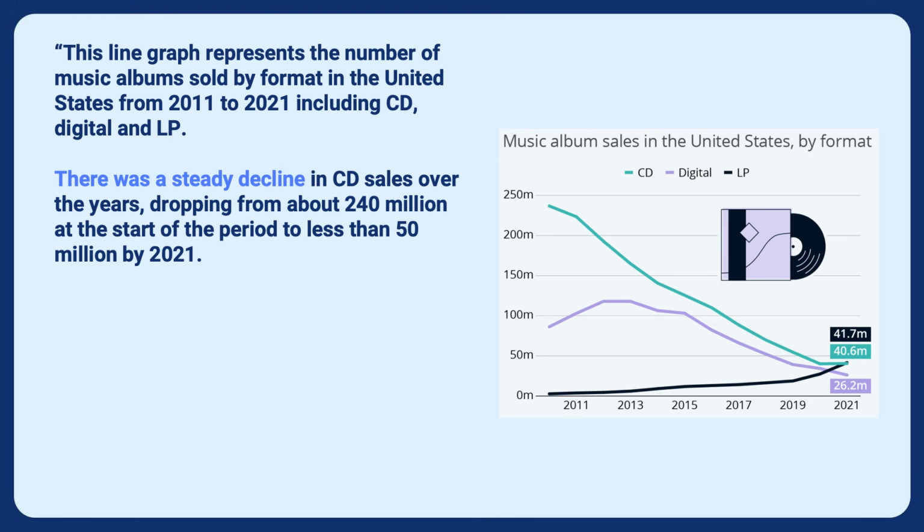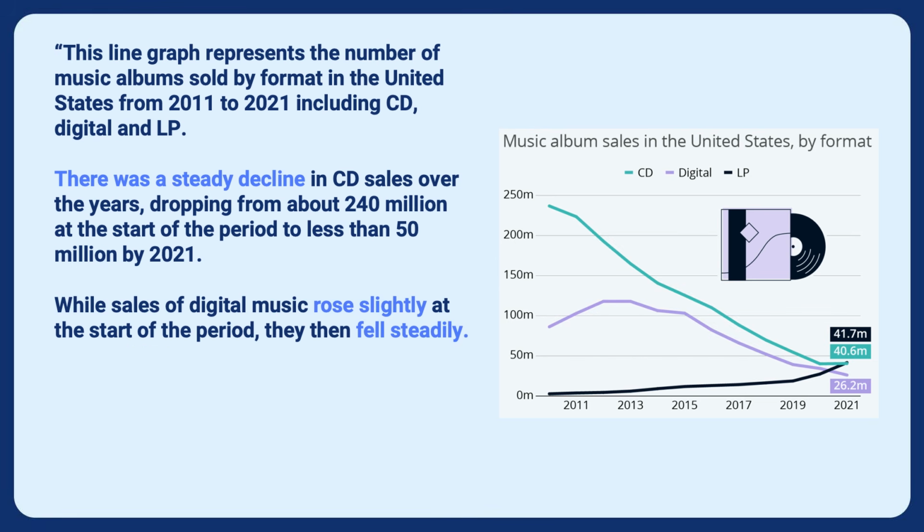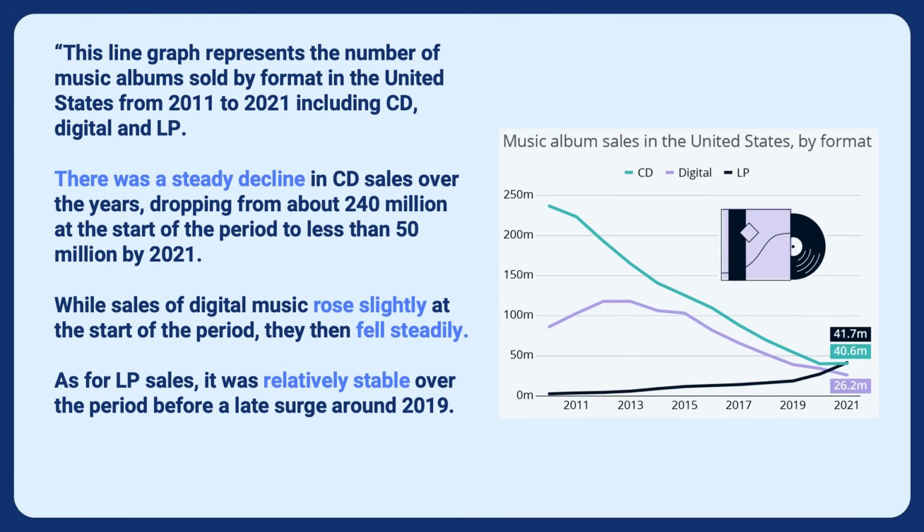There was a steady decline in CD sales over the years, dropping from about 240 million at the start of the period to less than 50 million by 2021. While sales of digital music rose slightly at the start of the period, they then fell steadily. As for LP sales, it was relatively stable over the period before a late surge around 2019. Overall, CD and digital sales have fallen considerably.